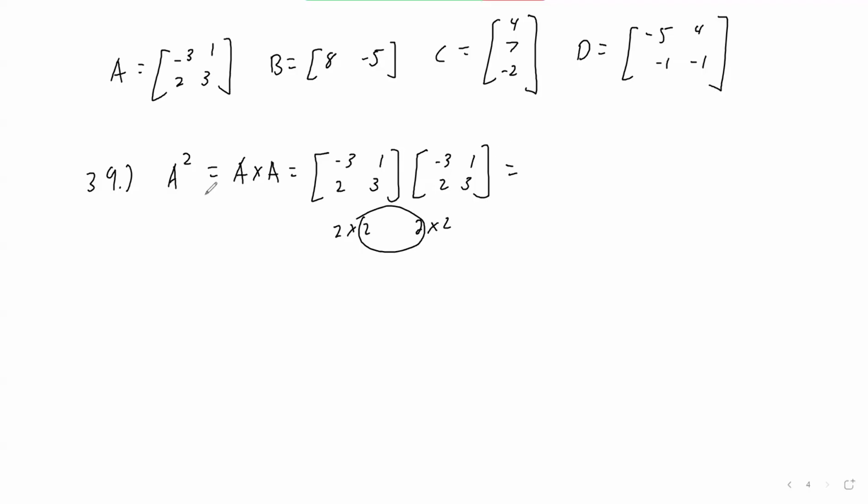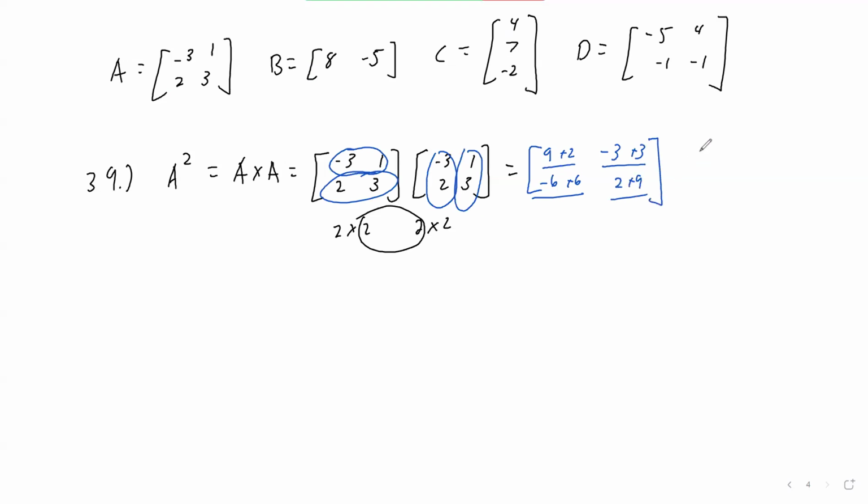So again, row by column. -3 times -3 is 9 plus 2, row by column. -3 plus 3, row by column. -6 plus 6, and then 2 plus 9. 11, 0, 0, 11. Nice.